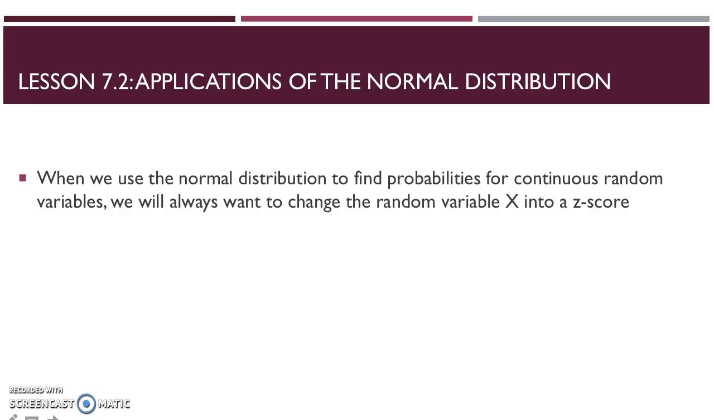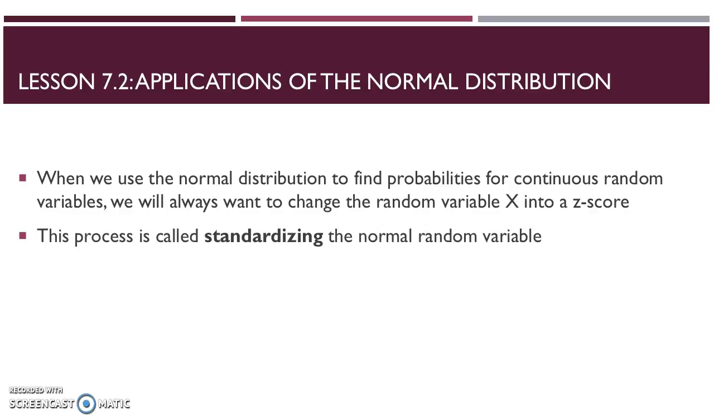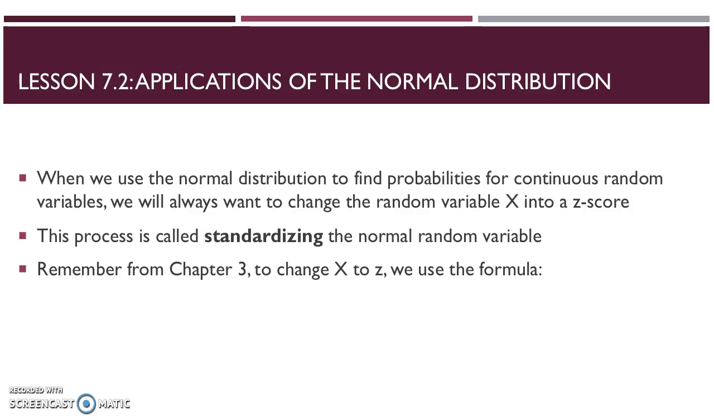When you use the normal distribution and you're finding probabilities or areas, it's really the same process. You always have to change your random variable x into a z-score, which we learned how to do in Chapter 3. It's called standardizing the normal random variable. You don't really have to know the term for it. To change an x to a z, you use the formula where z equals your x value minus the mean divided by the standard deviation.